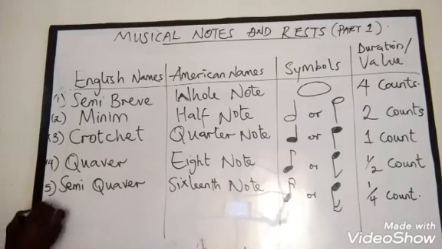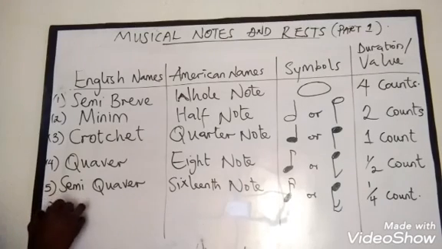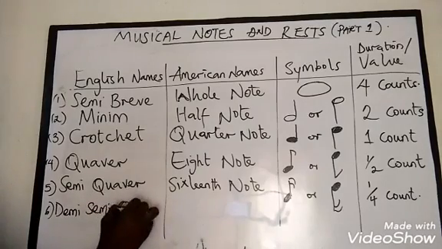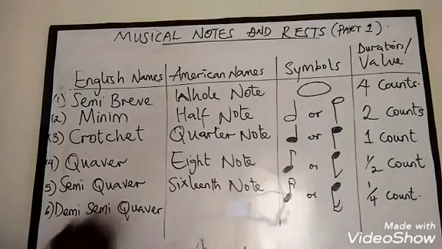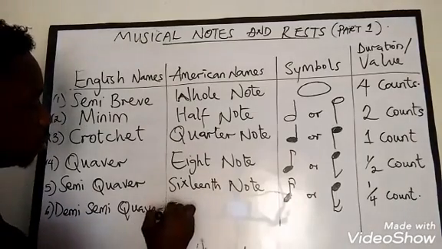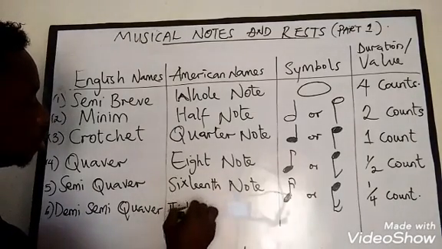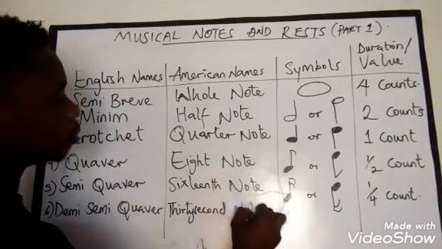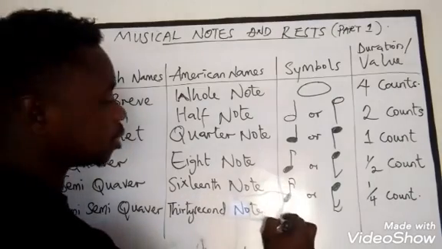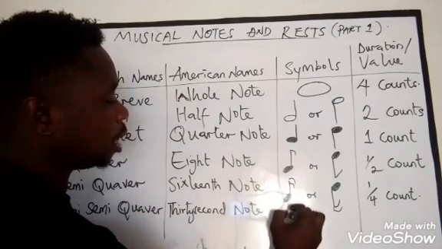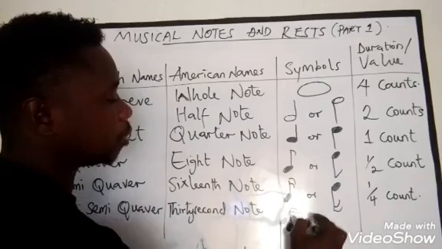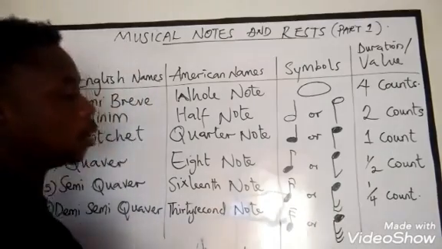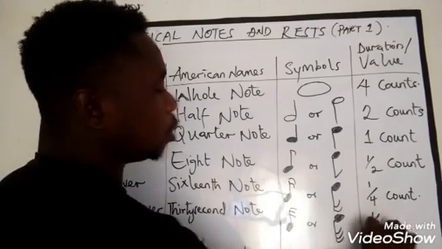And the final one is the demisemiquaver note, which is the 32nd note. It has three flags. Please don't mind the space. 1, 2, 3. Or this way. So 1/16 count.